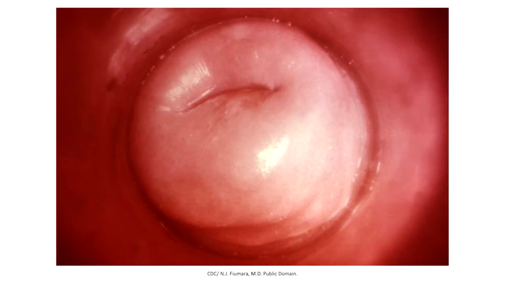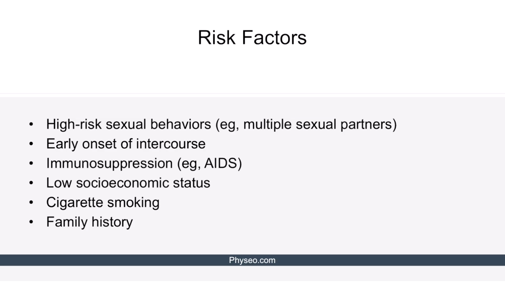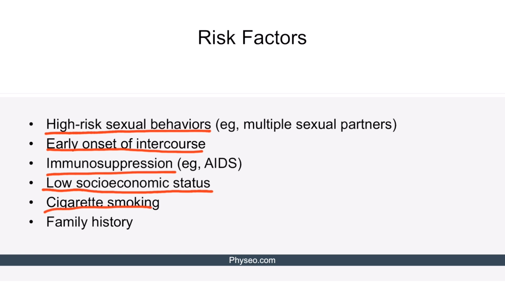Note the subtle change in color from the smooth pink squamous epithelium to the glandular, darkened red epithelium that marks the cervical transition zone. It is at this location where the majority of cervical cancers arise. The risk factors for cervical cancer include high-risk sexual behaviors, for example, having multiple sexual partners, early onset of intercourse, immunosuppression, for example, due to AIDS, low socioeconomic status, cigarette smoking, and a family history of cervical cancer.